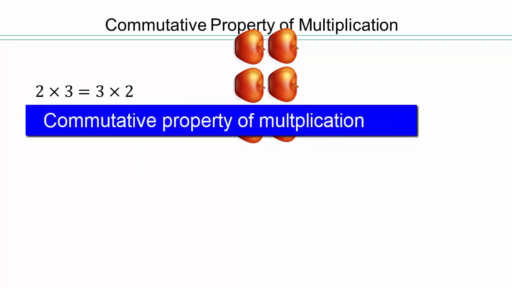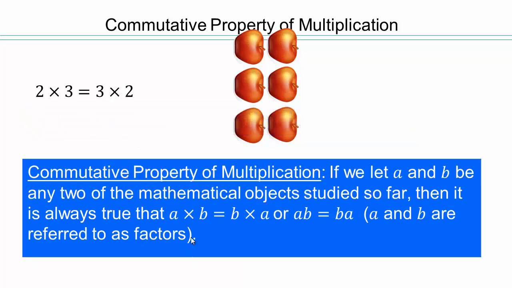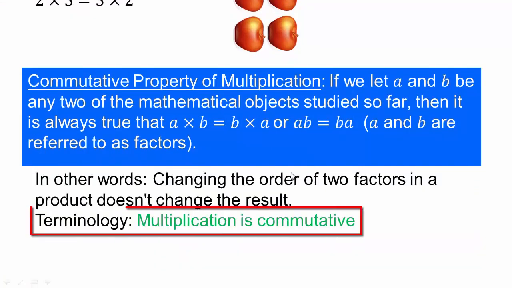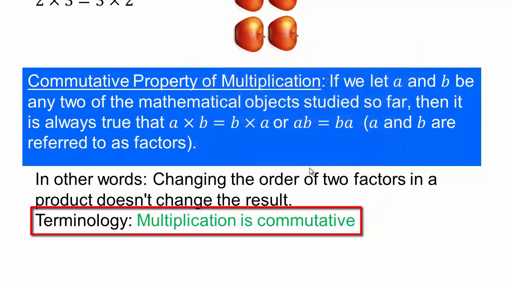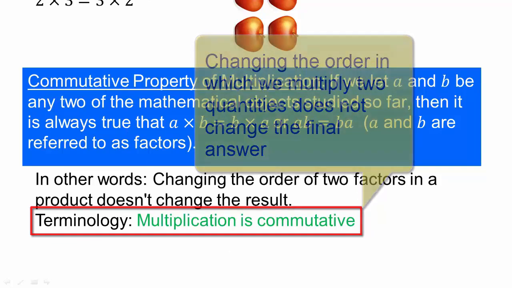This property is true not just for whole numbers, but for all the mathematical objects we've studied so far. So A times B equals B times A, or AB equals BA. In other words, changing the order in which you multiply does not change the final result or the final product. So again, make sure you know what terminology we are working with. Multiplication is commutative, means you can change the order in which you multiply and still get the same result.